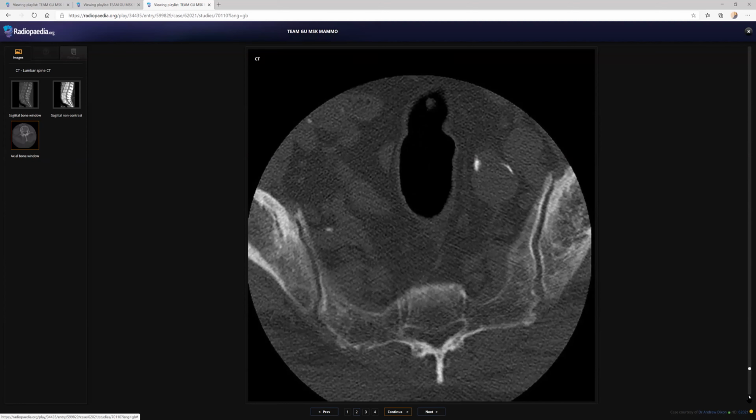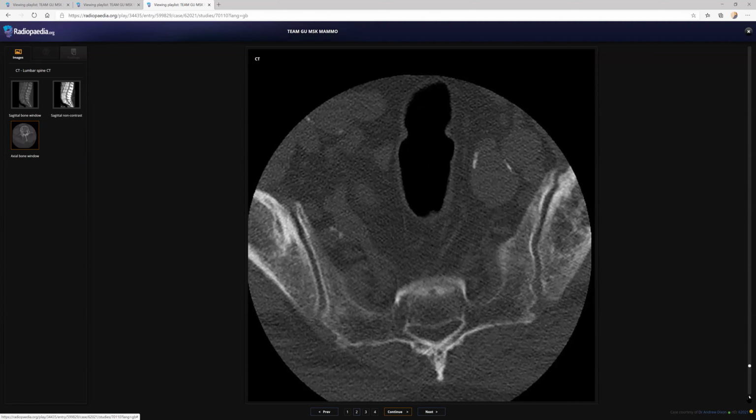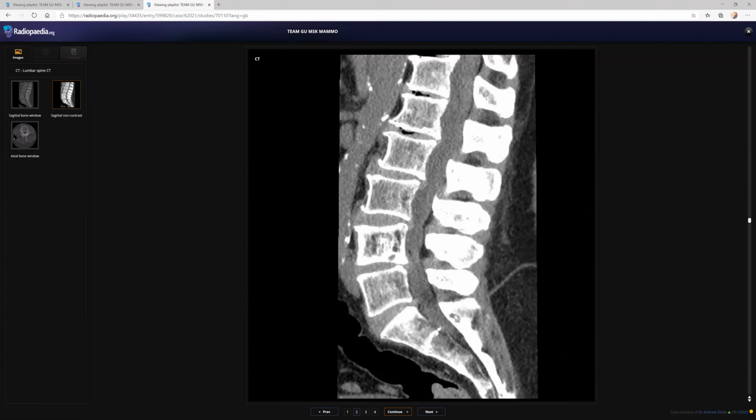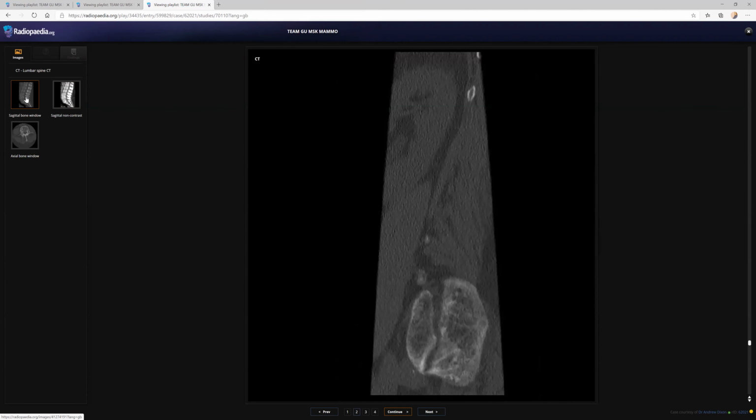Can you see the soft tissue window? This is soft tissue. No, this is bone. Yeah, the window that you have taken, and you concentrate on the L4 vertebra. Not bone window. That's bone window.